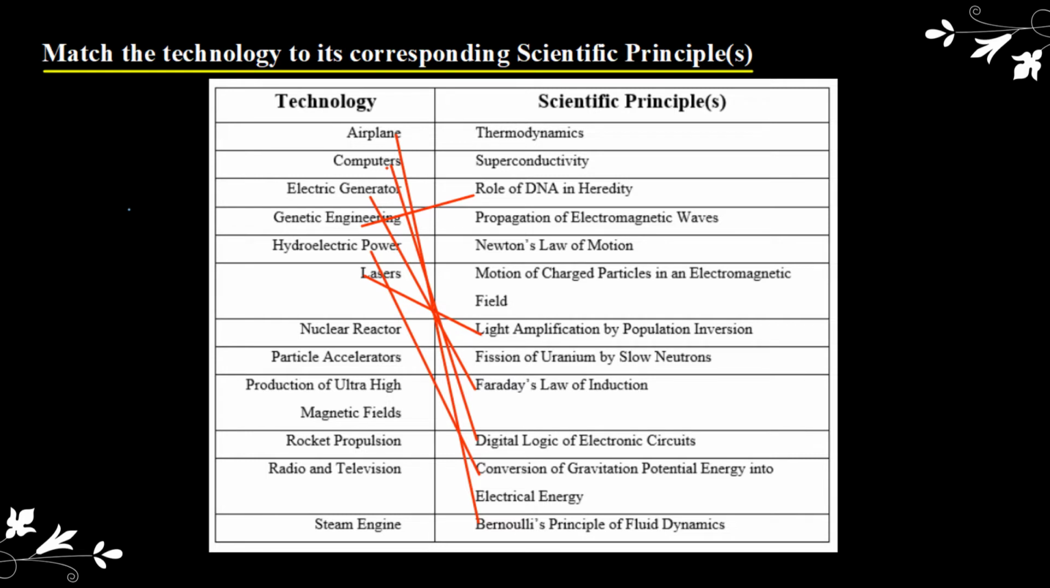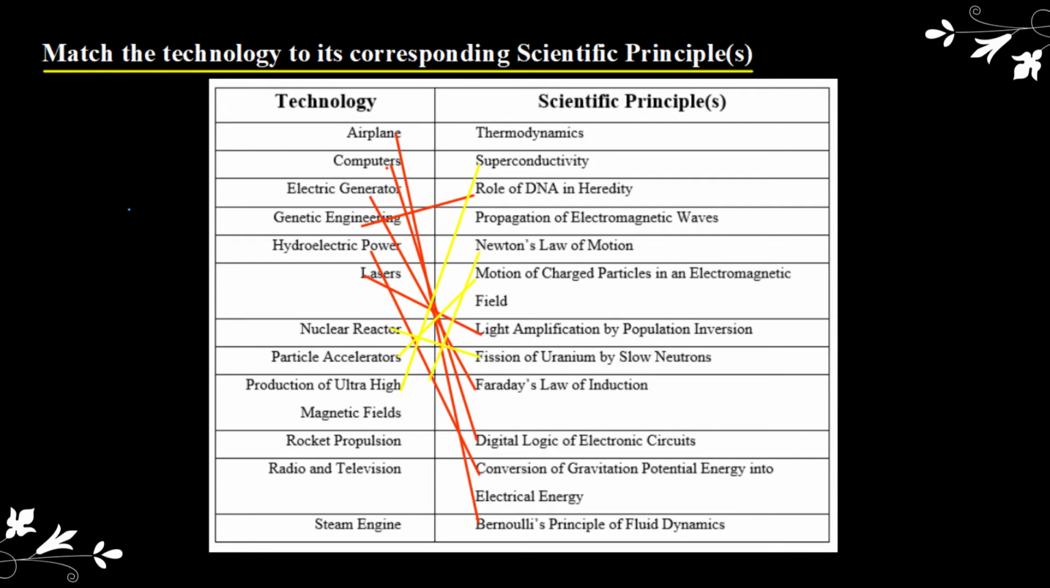Lasers work on the principle of light amplification by population inversion. Then we have nuclear reactor, so that's fission of uranium by slow neutrons. We then have particle accelerators, so that's motion of charged particles in an electromagnetic field. We have production of ultra-high magnetic fields, so that is superconductivity.